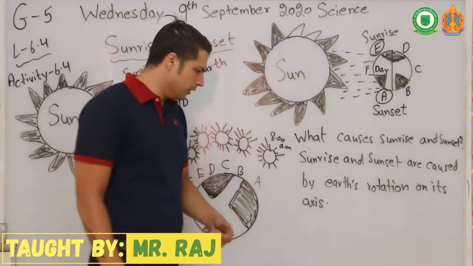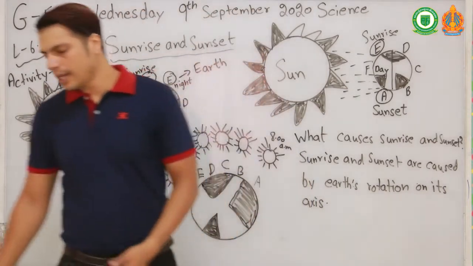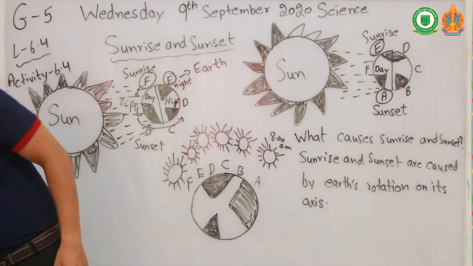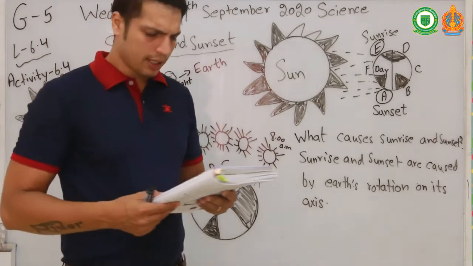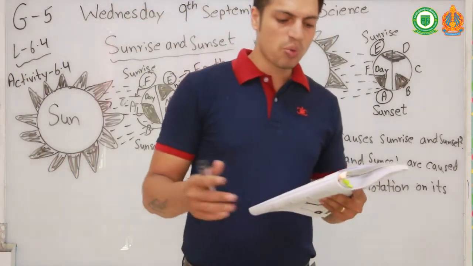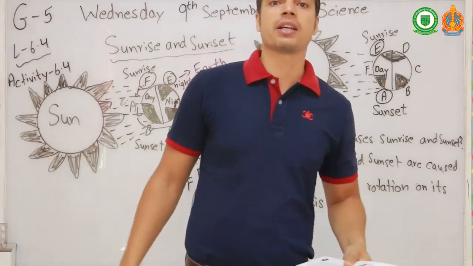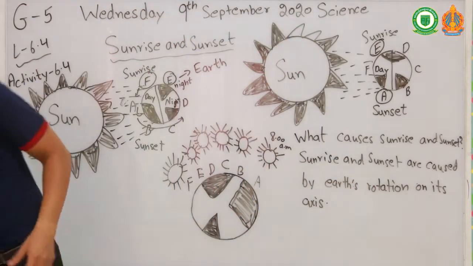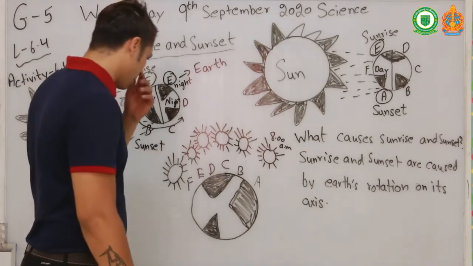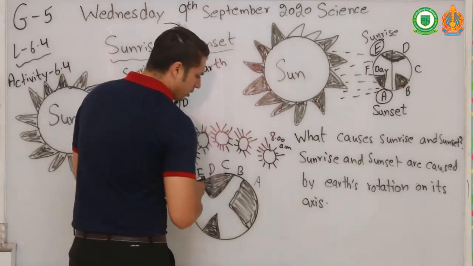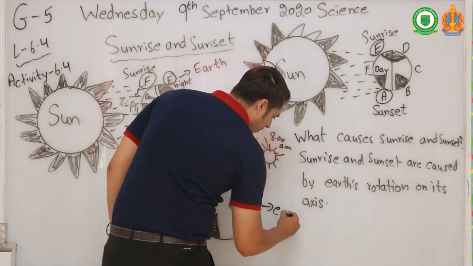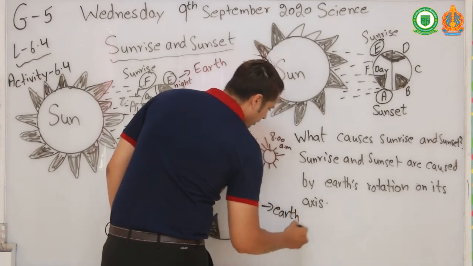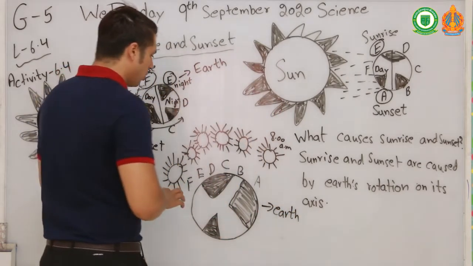And I read before that the sun appears to move higher and higher in the sky. So why do we see the sun? Because the Earth spins. Have a look here. This is the Earth again.